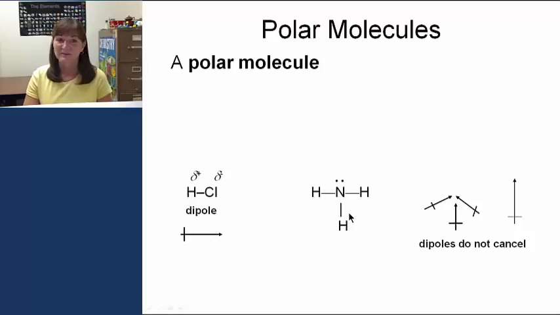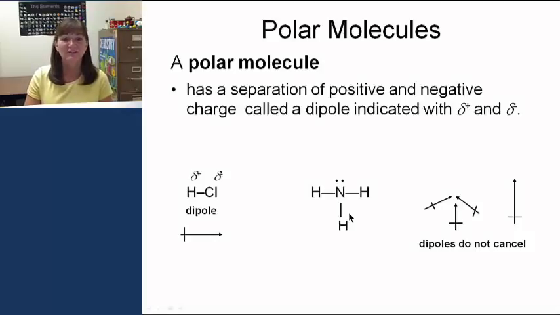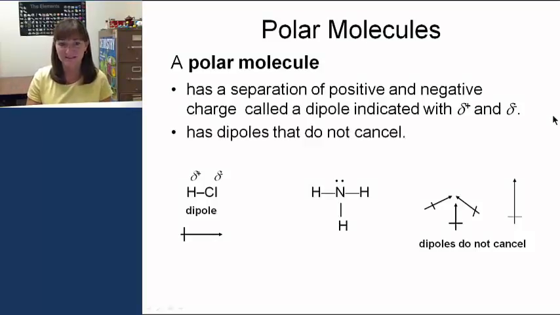Okay, so then switching to polar molecules, they're going to have a separation of positive and negative charge, which we call the dipole, and once again indicated by the partial positive and partial negative, so there's nothing new there. If it's a polar molecule, then it's going to have a positive side and a negative side. It's going to have dipoles that do not cancel. So some examples of that.